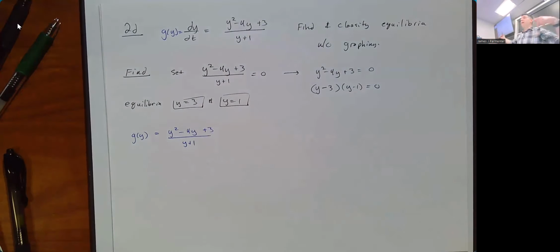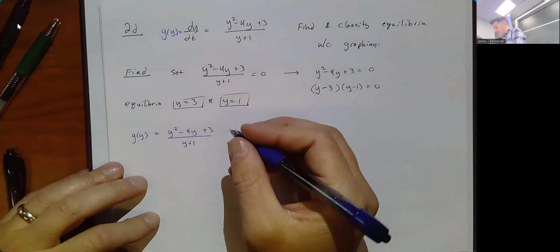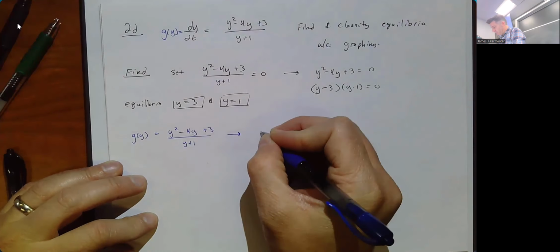Because if the derivative is negative, it means you're going from positive to negative, which means you have a stable equilibrium. If the derivative is positive, it means you're going from negative to positive, meaning the negative parts go that way, the positive parts go that way, and you have an unstable equilibrium. But we have to find the derivative before we can do any of that. So, okay, great times. Quotient rule.